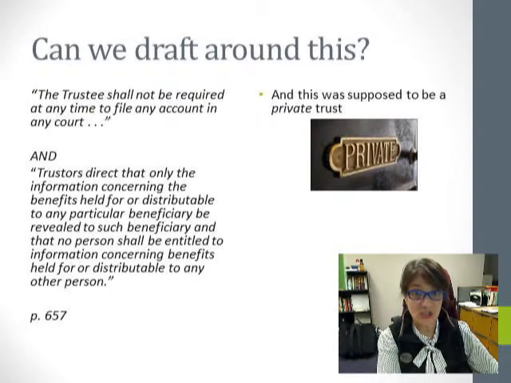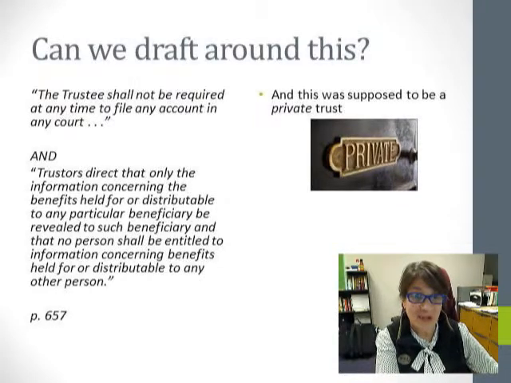Right? It said, the trustee shall not be required at any time to file any account in any court. And the trustors direct that only the information concerning the benefits held for or distributable to any particular beneficiary would be revealed to such beneficiary. And no person is entitled to information concerning benefits held for or distributable to any other person. Right? This is supposed to be a private trust. That means you don't get to know how much money is there for me. That was the idea. Okay, does this count for nothing?